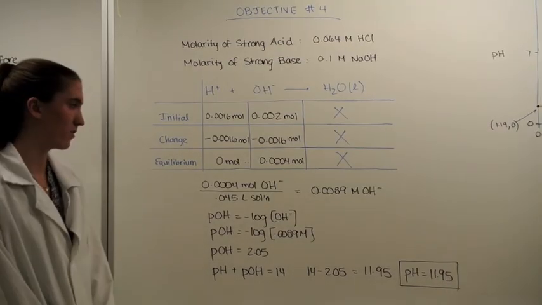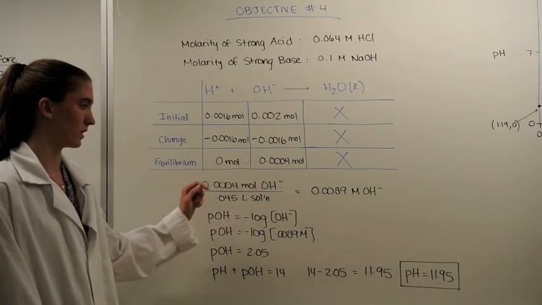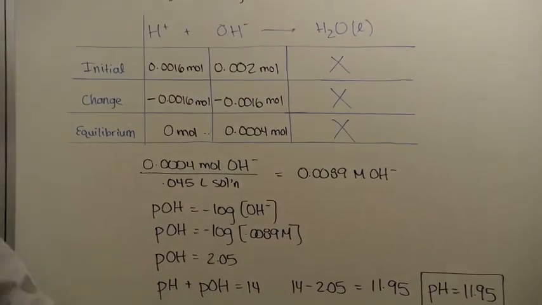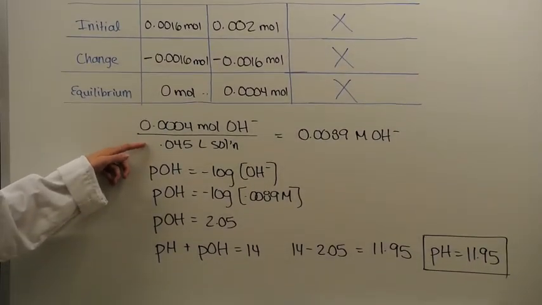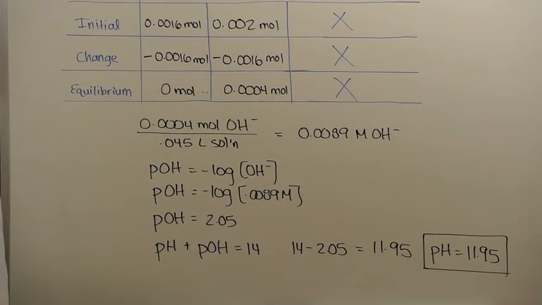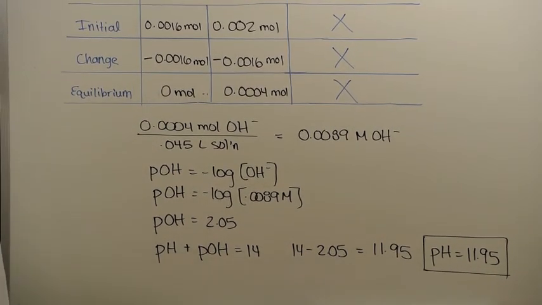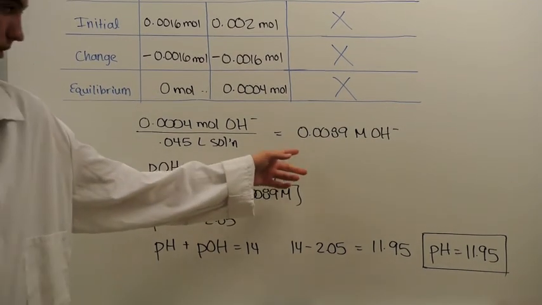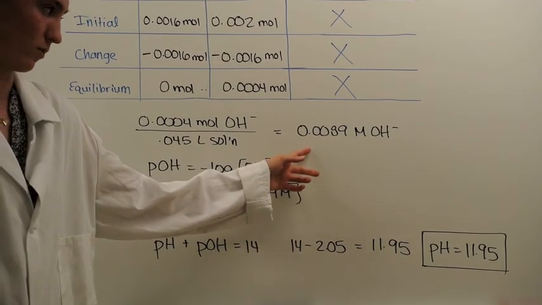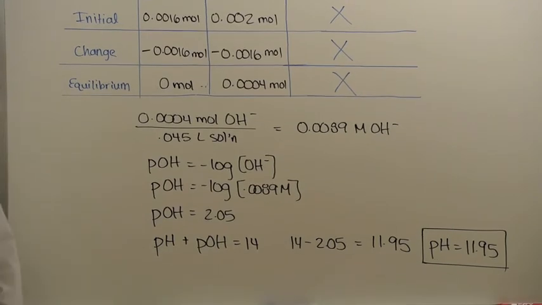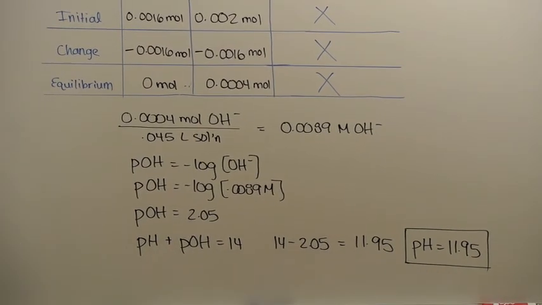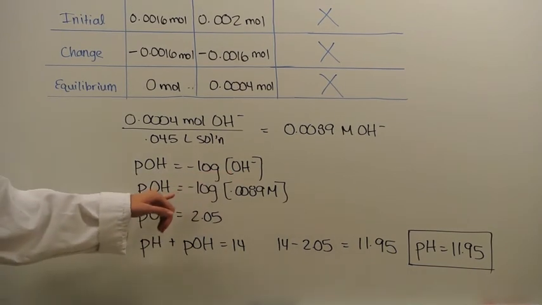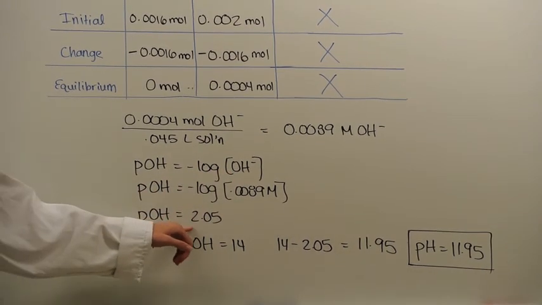Now that we know the number of moles of base in excess, we can use that to calculate the concentration of hydroxide ions in the solution. To do this, we divide it by the total volume of the solution, which is the 20 milliliters added to the 25 milliliters of acid already present. This gives us a molarity of 0.0089 molar. From that, we can calculate the pOH using the formula negative log of concentration of hydroxide ions. That gives us a pOH of 2.05.